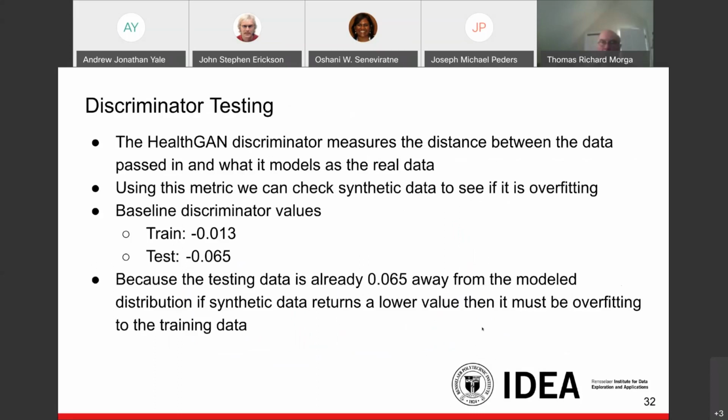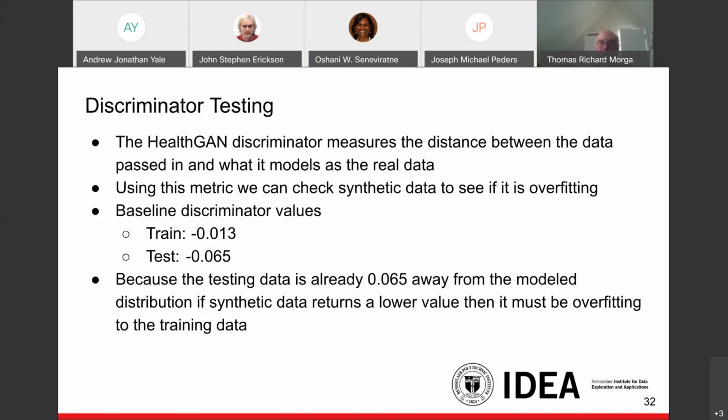And then finally, in terms of privacy and resemblance, we're looking at discriminator testing. The HealthGAN has that discriminator that I was talking about, which measures the distance between the data that's passed in and what it thinks the real data looks like. We can feed data into the discriminator, and it will give us back this distance, so we can try to measure whether we're overfitting the data.